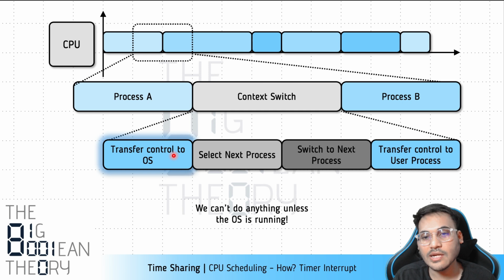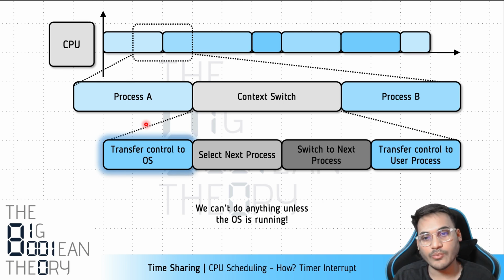So the first thing that needs to happen is that we have to transfer the control to the operating system, right? Currently the user process is running, right? And for the operating system to do any kind of scheduling, for the operating system to select a new process, all of that will only happen when the control of the CPU is with the OS.